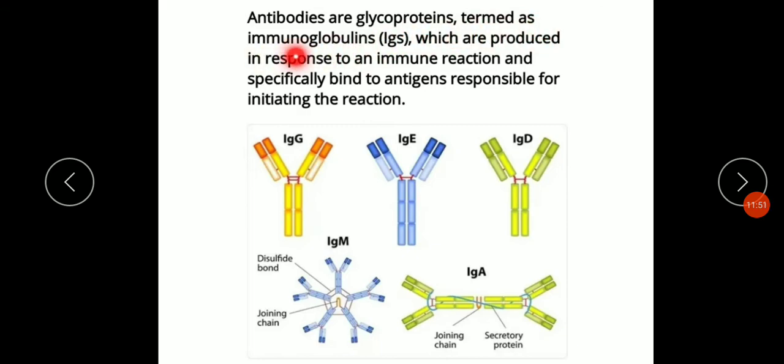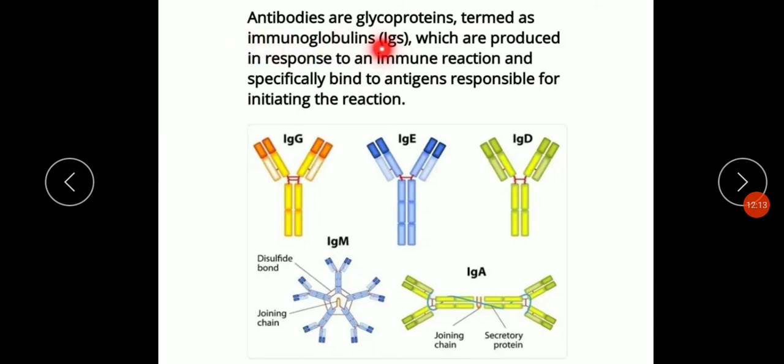They are termed as immunoglobulins, IgS, which are produced in response to an immune reaction and specifically bind to antigens responsible for initiating the reaction. So antibodies are chemical molecules, glycoproteins, and they are termed as immunoglobulins.